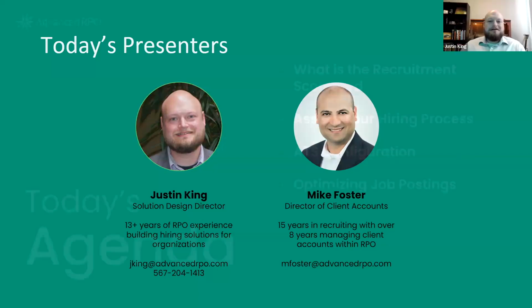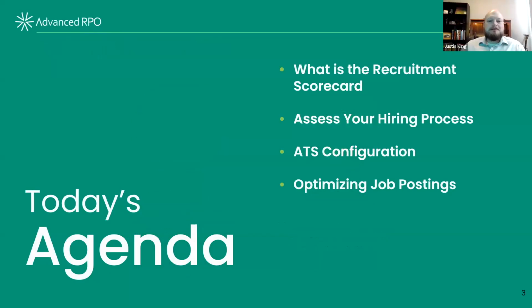All right. So as Lamise had said, today we're going to be looking at a tool that we developed here at Advanced RPO. It's the Recruitment Scorecard. We're going to first talk about what is the Recruitment Scorecard, and then we're going to pull out a few of the pieces that make up the Recruitment Scorecard and go a little bit deeper in them. If you have questions, feel free to drop them in the chat. We'll have some time for questions at the end. But you can see here the 3 topics that we're going to cover in a little more detail are assessing your hiring process, configuration of the ATS, and optimizing job postings.